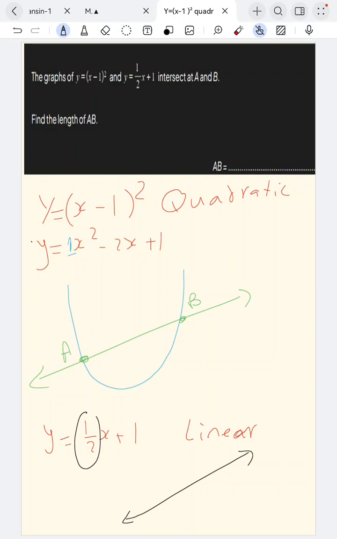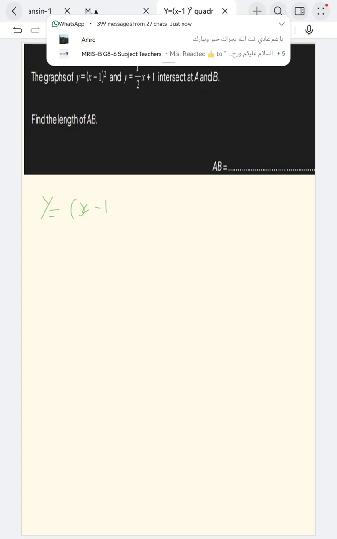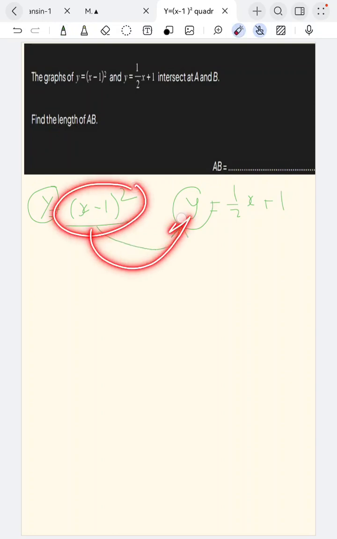What you need to do is solve the two equations together. We will solve them using substitution. Why do I choose substitution? Because it is the easiest way here. I have y here and y here, so I can substitute for the value of y. I'm going to take this and substitute it here.